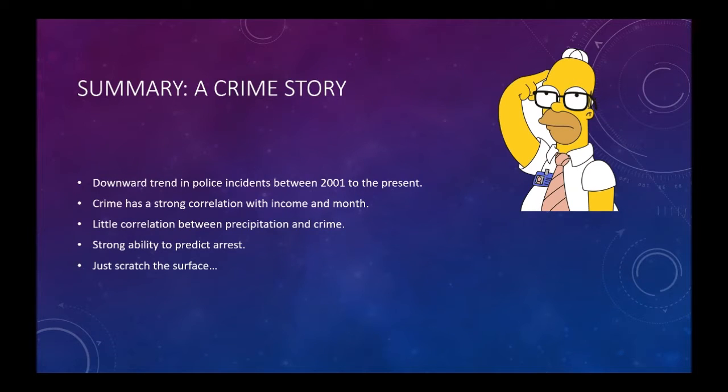Now, in summary, we've analyzed the crime data. We've discovered that there was a definite downward trend in police incidents between 2001 and the present. There was a strong correlation between crime, income, and the month of the year, and not a lot of correlation with precipitation. And we're also able to predict whether an arrest was going to take place within about a 90% factor.